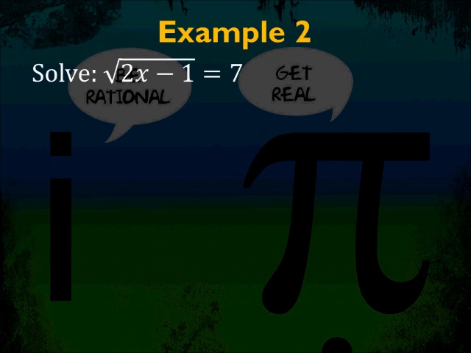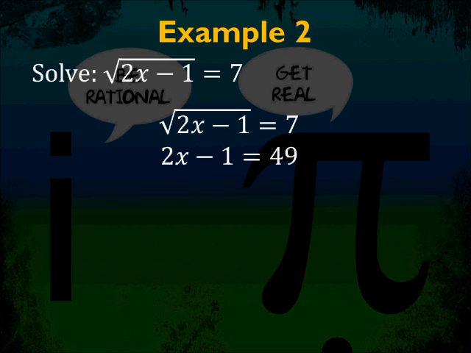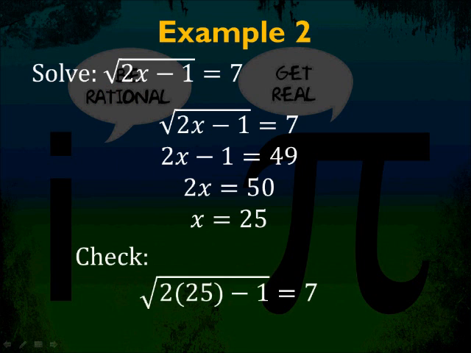Here's example 2. Go ahead and try this one yourself, and don't forget to check your answer when you're done. So we square both sides. We get 2x minus 1 equals 49, and you'll get x equals 25. Now you'll go back and plug 25 into the original equation to see if it works. And lo and behold, it does. Radical 49 does equal radical 7, so the answer is 25. Don't forget to write your answers in a solution set when you solve for x.